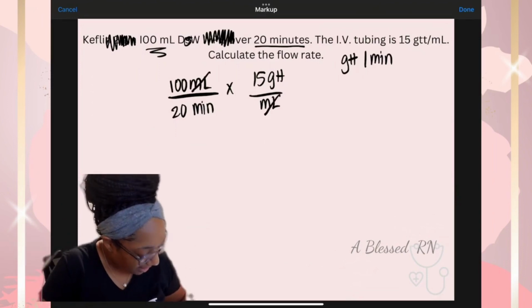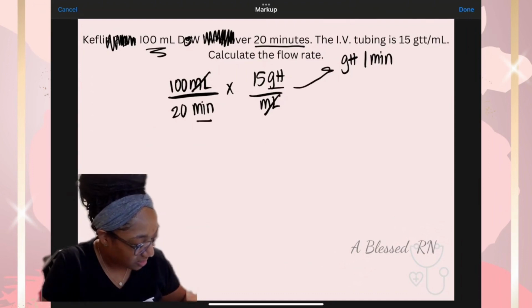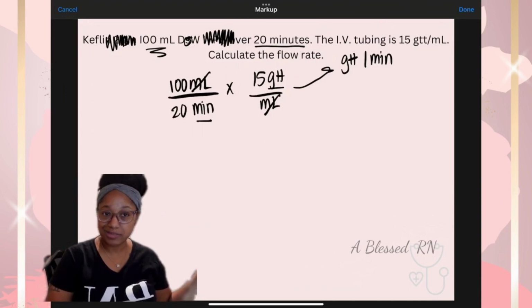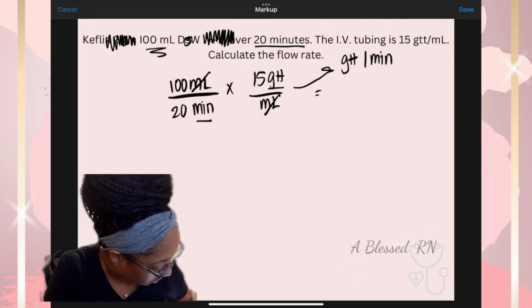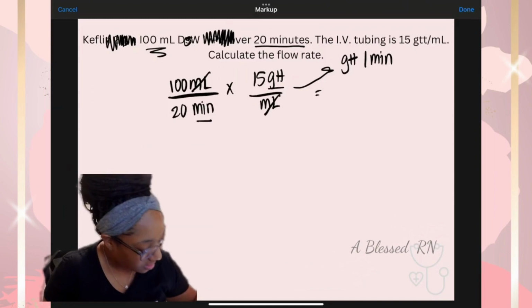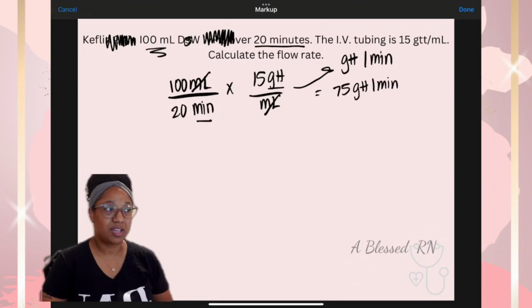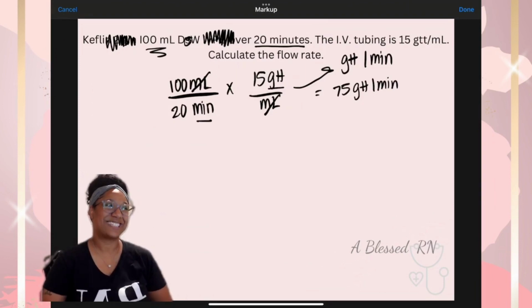So mLs cross out, you are left with what? Drops over minutes. And that is exactly what we're looking for, right? Boom. All right. So let's do it. 100 times 15 divided by 20 is going to be 75 drops per minute. Did you get that? Yes, you did.